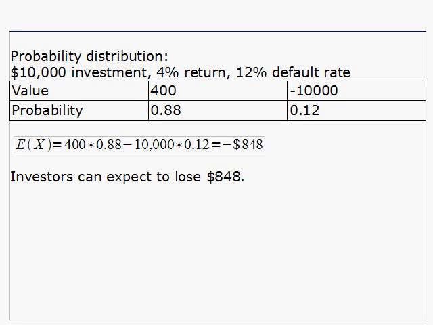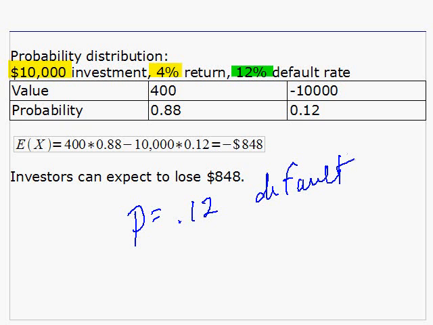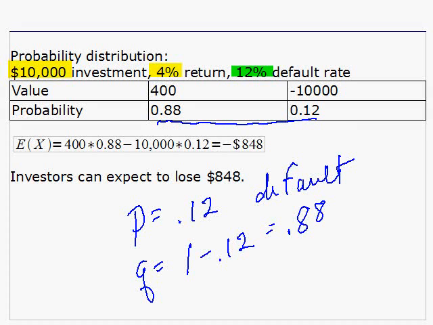Here's the same setup, but with some different numbers. Again, you've got a $10,000 investment and a 4% return. But let's say now that the default rate is 12%. So in decimals, that means the probability that it's going to default is 0.12. This is for default, so what's the probability that it won't default? Okay, I could use a Q. It's going to be 1 minus 0.12, and that's where I get the 0.88. Remember, all these have to add up to 1, and they do. So now we have 0.88 is the probability that you'll get your $400.